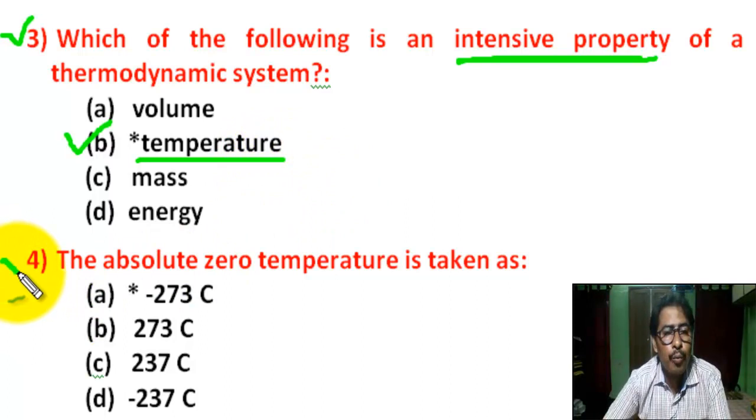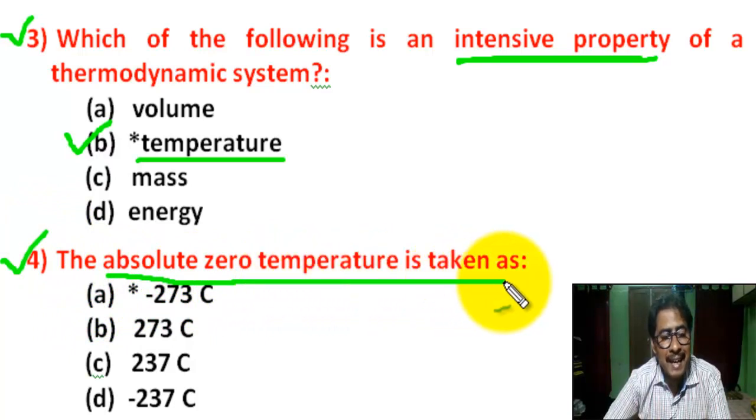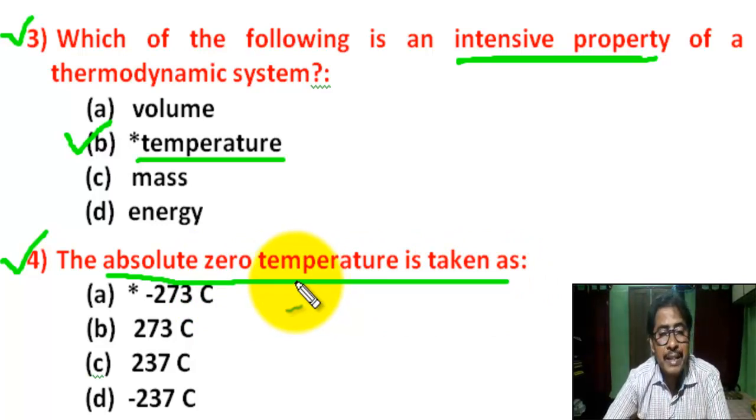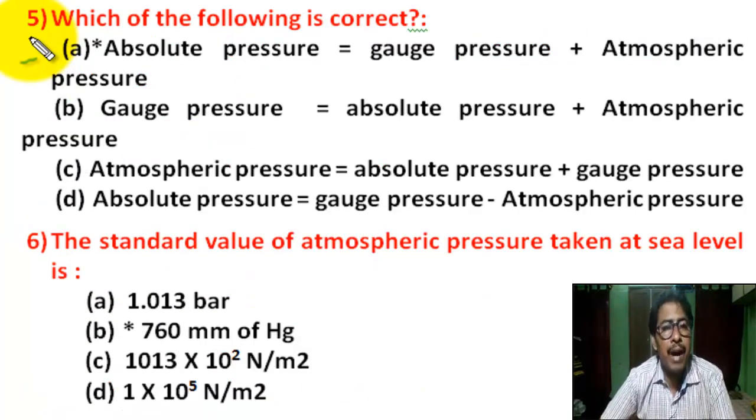Question number 4. The absolute zero temperature is taken as. Absolute zero temperature is the lowest limit of the thermodynamic temperature scale, where enthalpy and entropy of a cooled ideal gas reach their minimum value. There are 4 options. Correct answer is A, -273 degree centigrade.